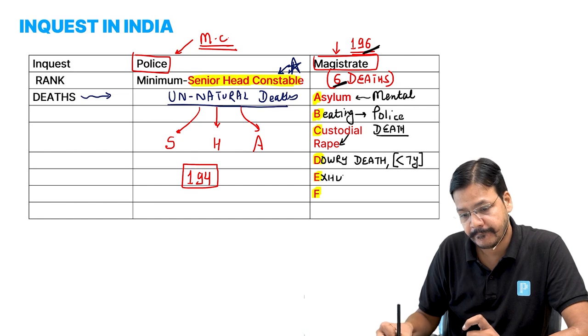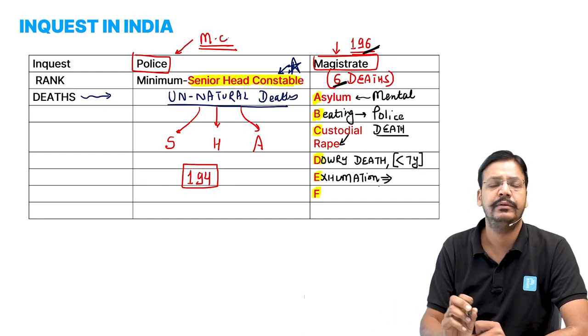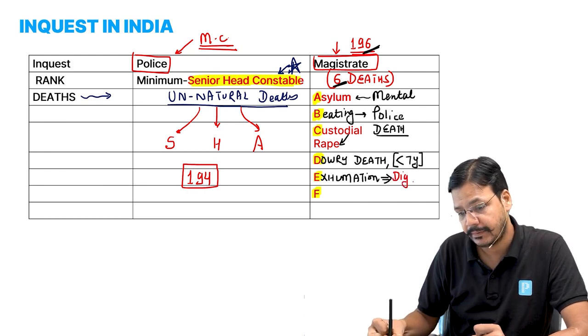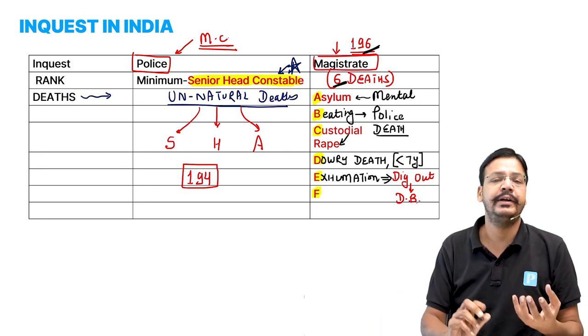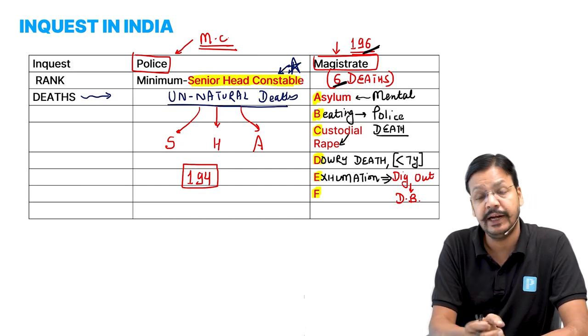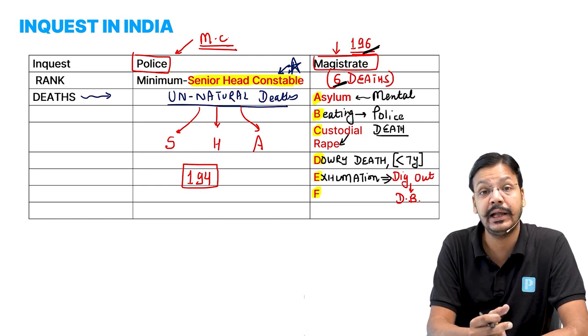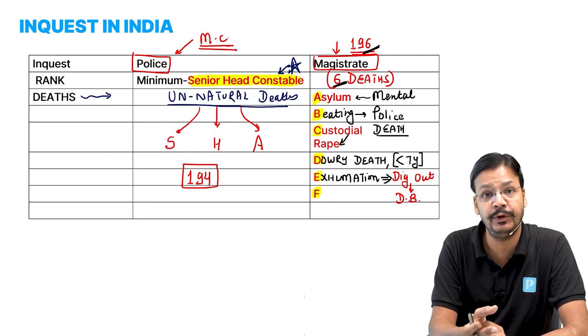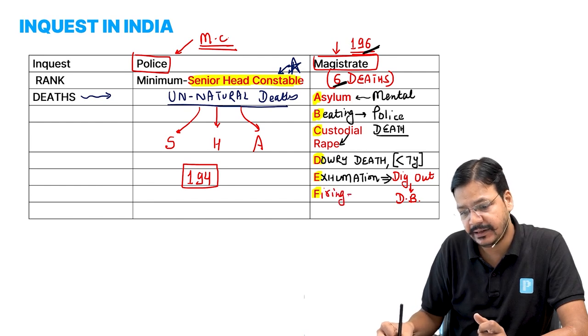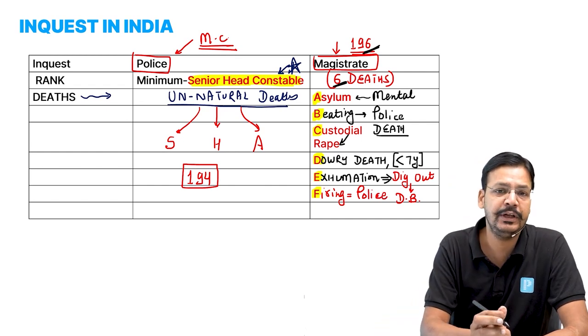E, exhumation. Sir, what is exhumation? Exhumation is digging out of the dead body from some place, from a grave. And it's a lawful digging out of the dead body. That is exhumation, not illegal. It's lawful, with the presence of a magistrate, doctor and police. And number 6, F, is death in police firing.